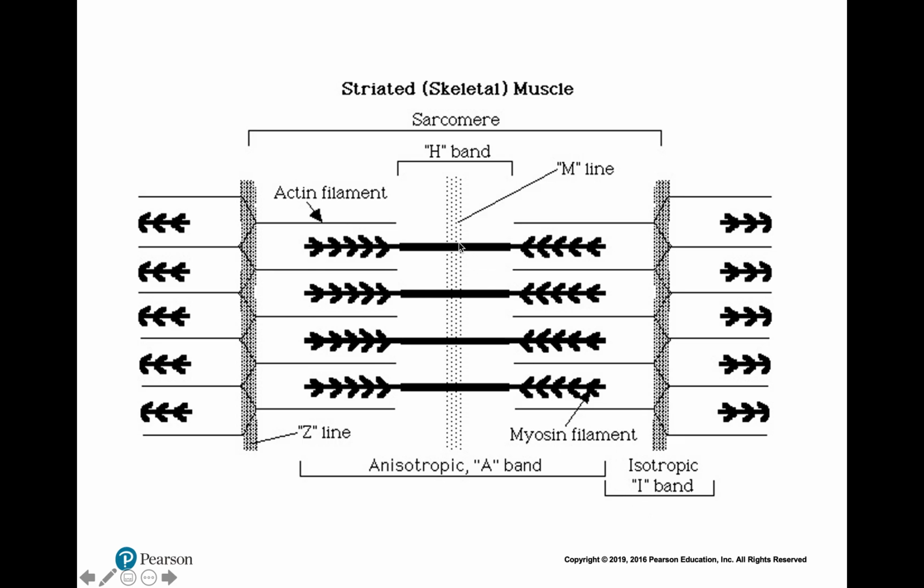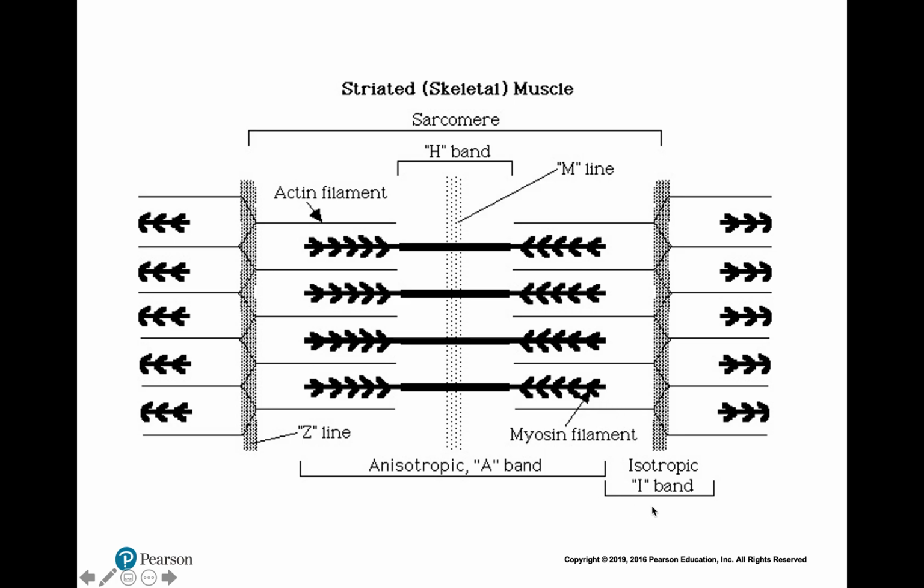It's your I band. Now looking at the center, here's our M line. Your H band or your H zone, you can call it either or, if you look from here to here, what do you only see? From here to here, you only see thick filaments. Right? So an H band is only thick or only myosin. A bands are from here to here, and what do we see from here to here? Overlapping thick and thin.